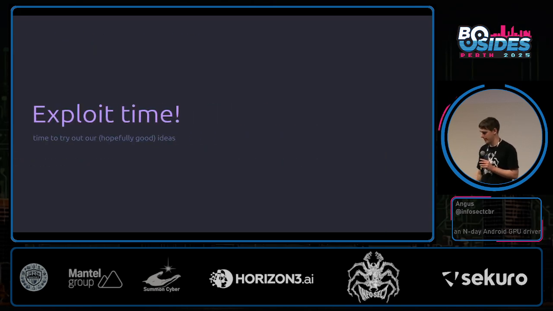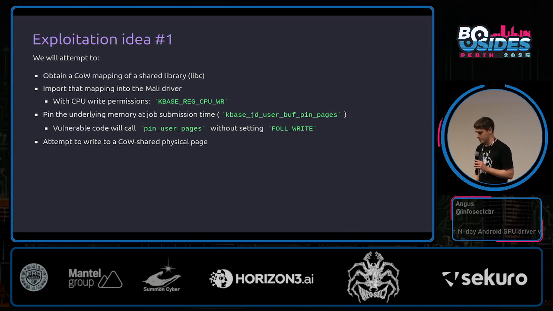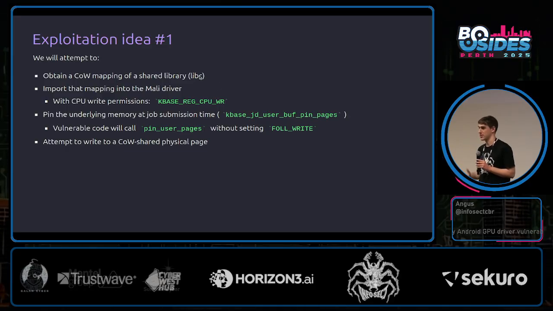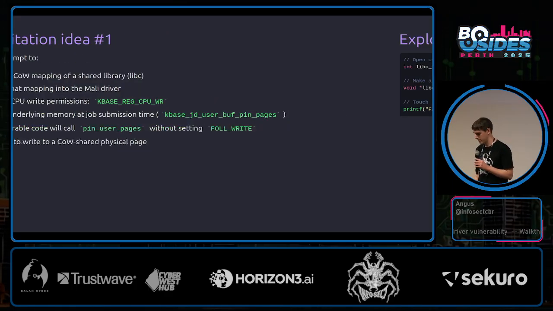So let's do a bit of an example exploit. It's a high-level idea of what we're going to try and do. We're going to create a copy-on-write shared mapping of some shared file, in this case libc, which is used in a lot of processes, including root processes. We're going to import that memory into the Mali driver, giving it CPU write permissions. We're then going to pin it using our vulnerable function, which will hopefully call pin_user_pages without setting FOLL_WRITE, which means the kernel will obtain a reference to shared memory. And then we're going to attempt to write it and break some of our security guarantees.